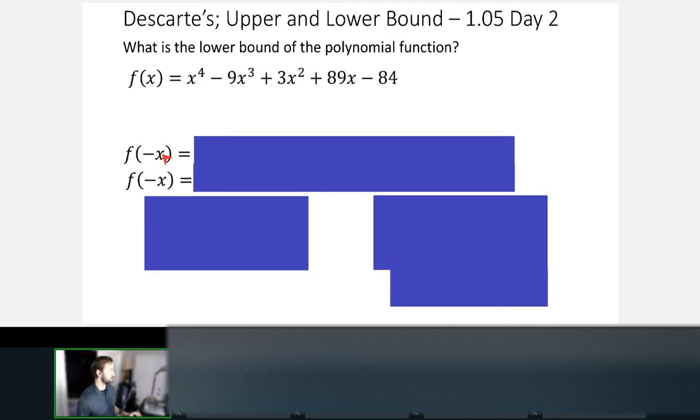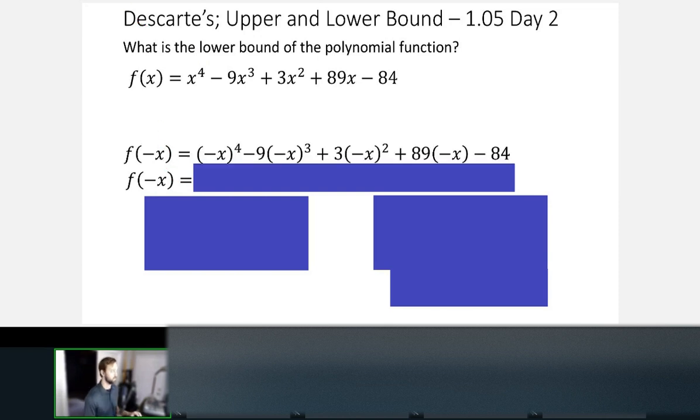So we have to plug in negative x. Remember, we're doing the lower bound. So make sure on your test you take note: do they want the lower bound or the upper bound? Because if we're doing the lower bound, we have to do this. So we plug in negative x and then we simplify.